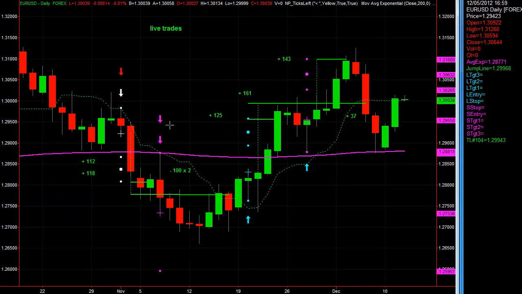You got hundreds of pips here just over the last month and a half on just a few trades. Look how accurate the target was on that final trade.